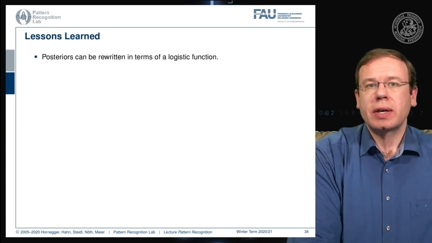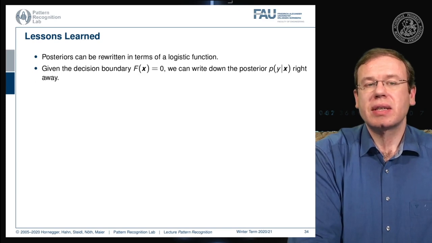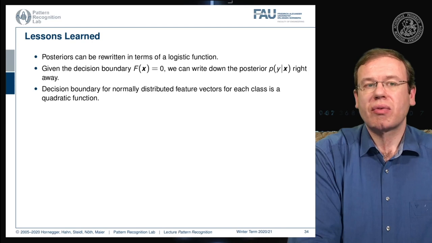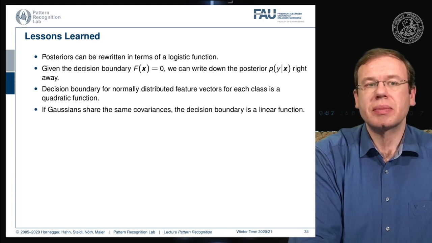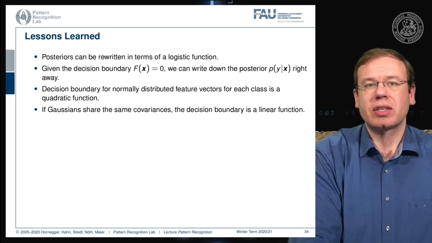So what did we learn in the last couple of videos? Posteriors can be rewritten in terms of a logistic function. We can give the decision boundary capital F of x and write it down with the posterior right away. We can also find the decision boundary for normally distributed feature vectors, and we've seen that this is always a quadratic function. And if Gaussians share the same covariances, the decision boundary is always a linear function, and this actually also holds for other distributions. So actually a pretty interesting observation.